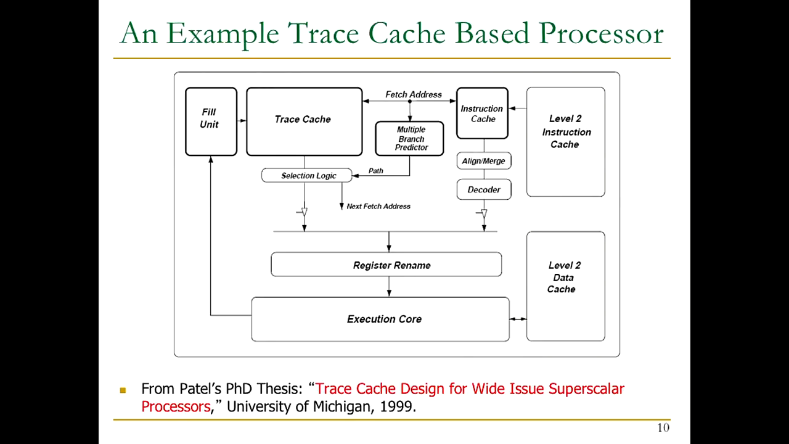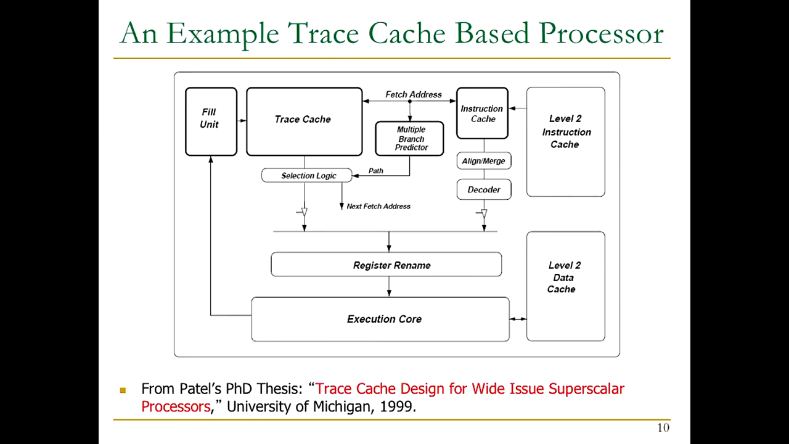Well, if you have a multiple branch predictor, if you can predict multiple branches ahead, then you can pick the right trace. So instead of predicting the next branch, you predict three branches ahead. Now, you can imagine that problem is much harder than predicting one branch, right? So that's one downside of trace cache. How do you predict the next trace, if you will?